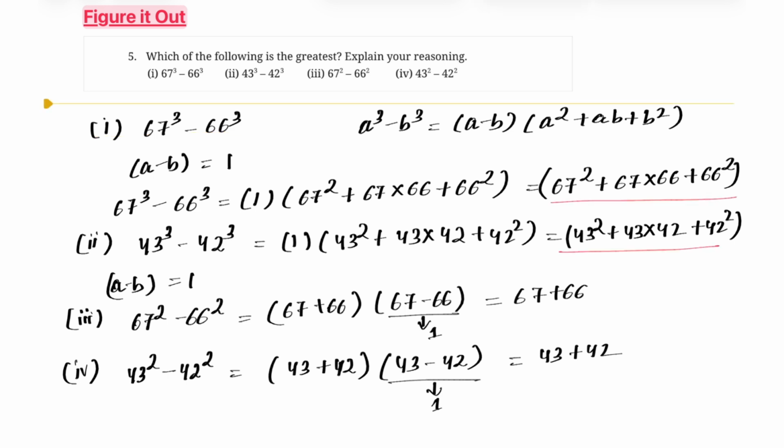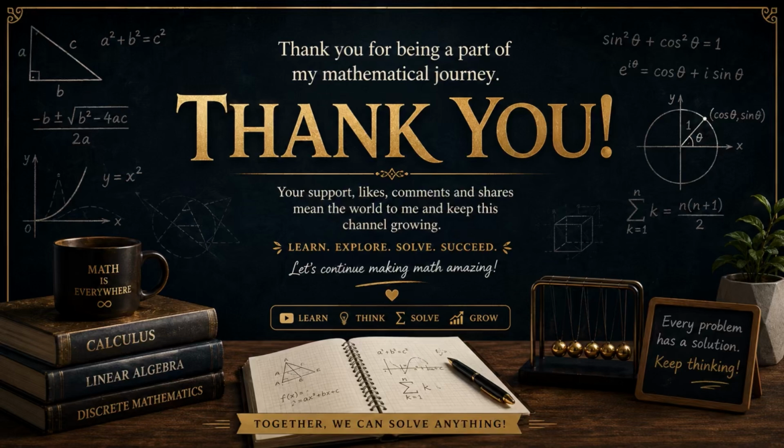Now if we compare all these answers, the greatest one is 67 square plus 67 into 66 plus 66 square. So out of all these options, 67 cube minus 66 cube holds the highest value, or we can say this is the greatest one. That's all for today.